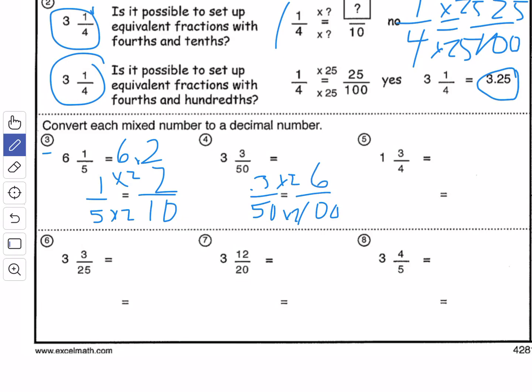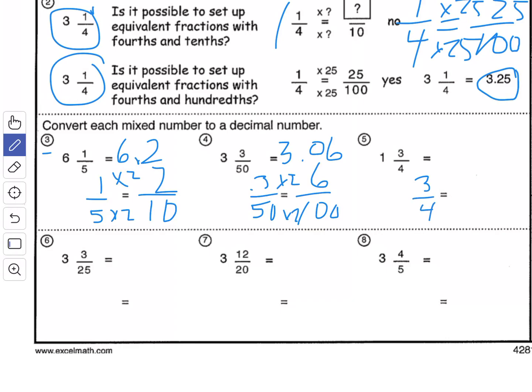So the answer would be 3, and watch out, did you put 3.6? 3.6 is wrong because this is 6 hundredths. Think of it like 6 cents. 3.06. All right, 1 and 3/4. Oh, go ahead and pause the video. Try number 5.